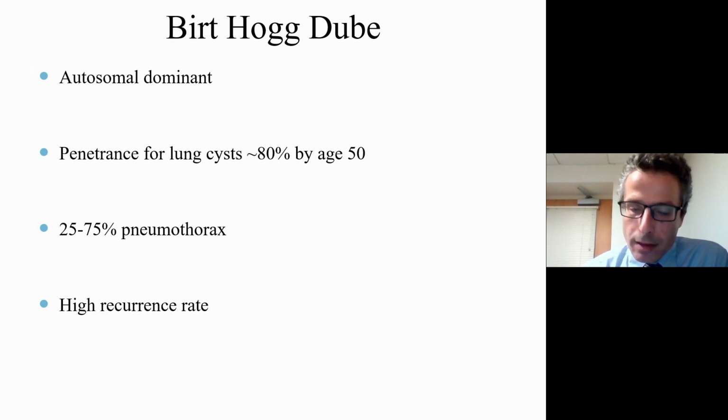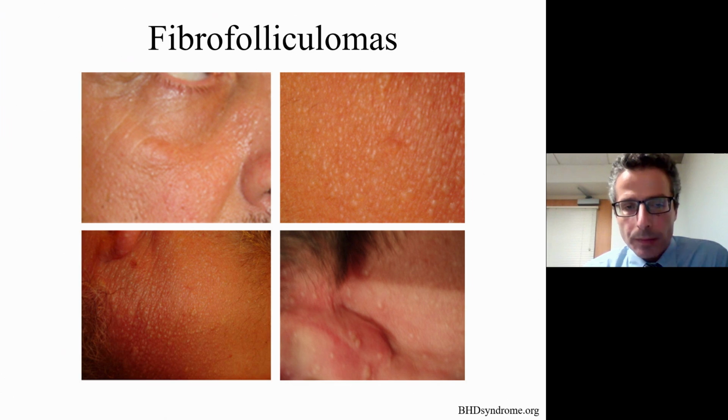Pneumothorax, there's a wide range in the literature reported on how many patients develop pneumothorax, somewhere between 25 and 75%. And similar to LAM, if they develop a pneumothorax, the recurrence rate is very high, and it needs to be dealt with relatively aggressively.